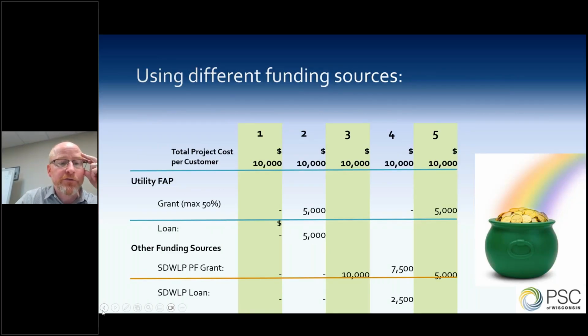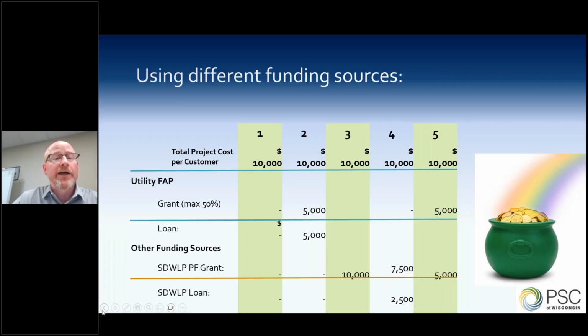Okay, first question. Could the customer pay $2,500 of the partial principal forgiveness back to the municipality and then the $2,500 just move to the utility through the utility FAP? I'm not sure what he means by bring it back. This might just be something we would have to talk about individually.